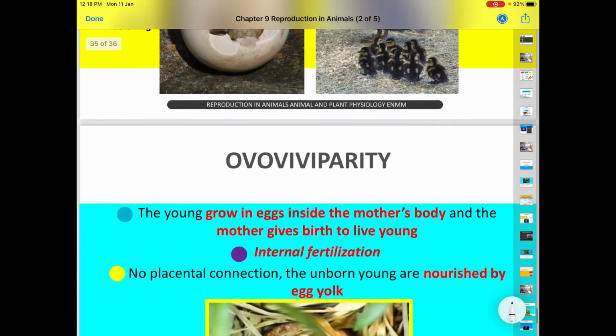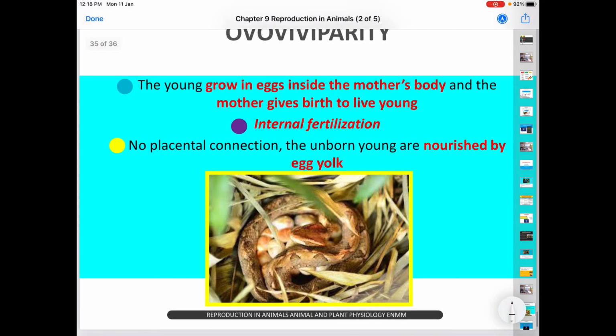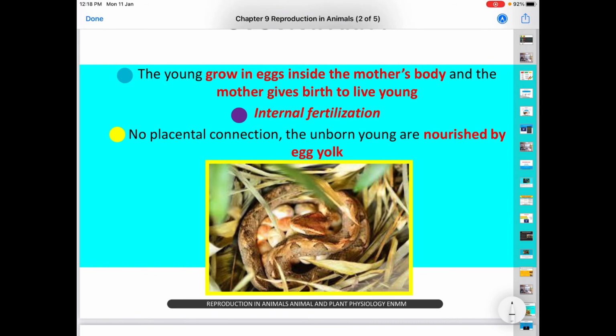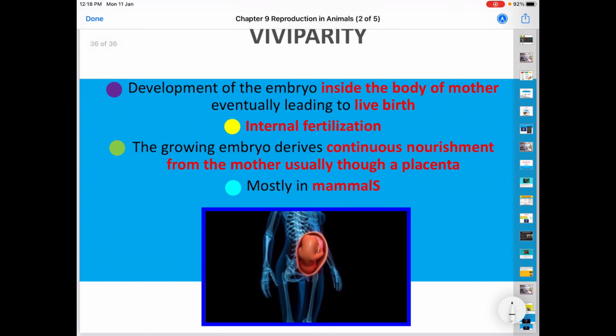The other is ovoviviparity. The young grow in eggs inside the mother's body and the mother gives birth to live young. So this is internal fertilization. There is no placenta connection and the unborn gets nutrition from the egg yolk. An example is snake. For viviparity, the development of the embryo happens inside the body of the mother, eventually leading to live birth. This is another internal fertilization. The growing embryo derives continuous nourishment from the mother, usually through a placenta. This mostly happens in mammals.